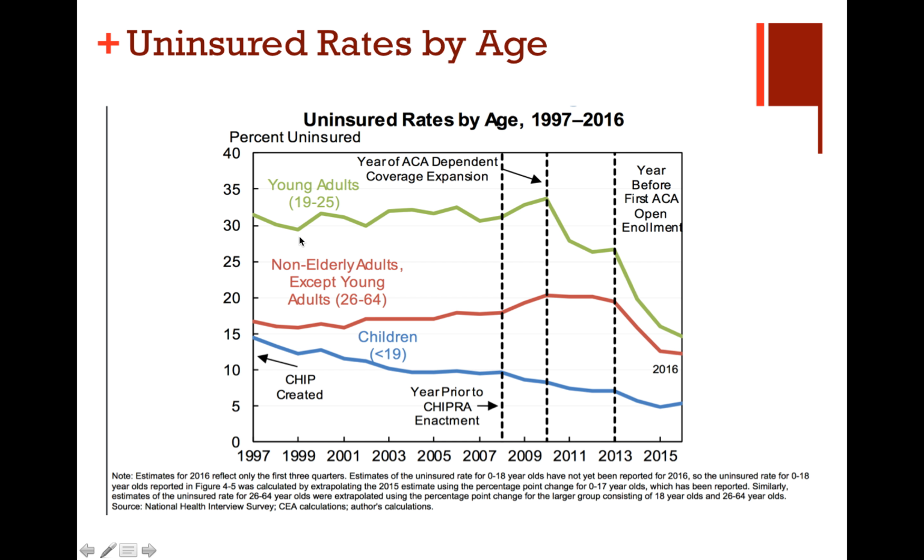Historically, this has been true. Young adults aged 19 to 25 have had the highest rate, or are the most likely to be uninsured, which is why the Affordable Care Act did the dependent coverage expansion to age 26. They expanded the age up to 26, and you saw, again, this significant decline. And then with the open enrollment, it declined again because individuals were able to purchase affordable health care on the exchanges and in the open market.